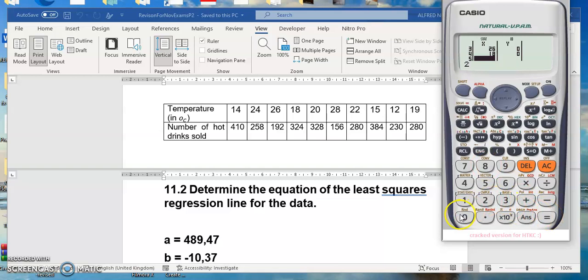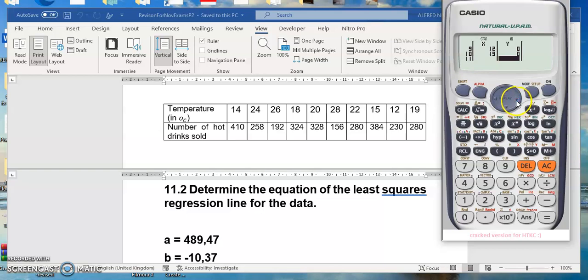From 18 you move to 20. From 20 you move to 28. From 28 you move to 22. From 22, 15. From 15 you move to 12. From 12 you move to 19.